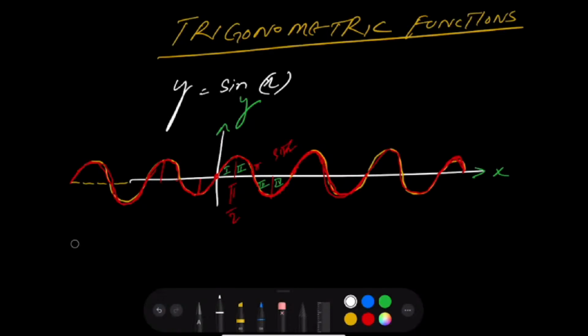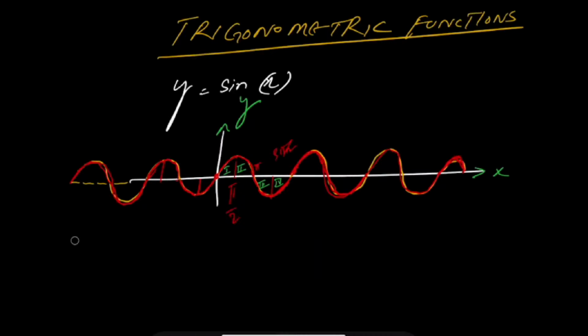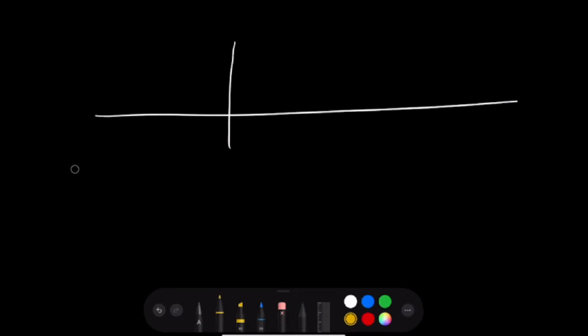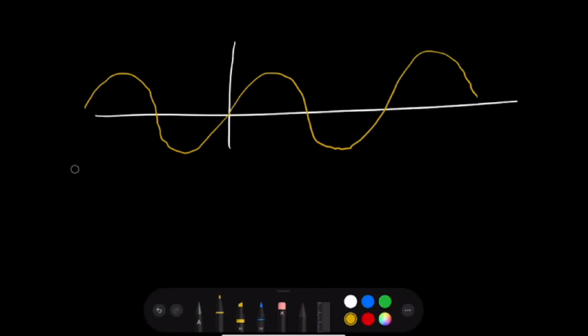Now what will be the derivative of sin x? What is derivative in the first place? Derivative is the slope. So let me draw a little bit bigger so that it will be easier to see. The plot of sin x will be something like this. It is a periodic function, and it will extend from minus infinity to plus infinity.